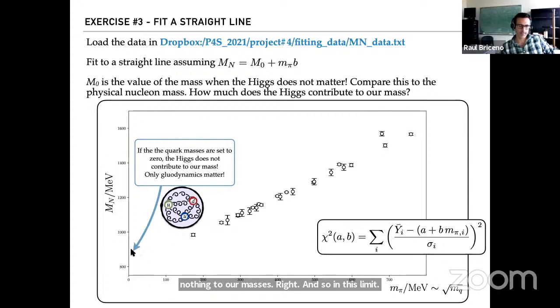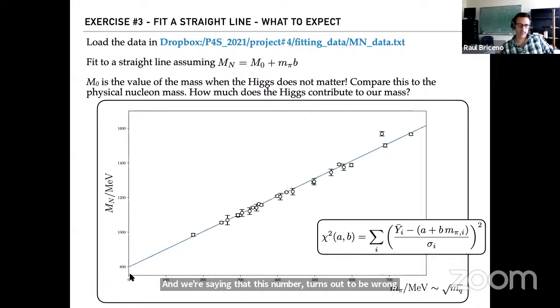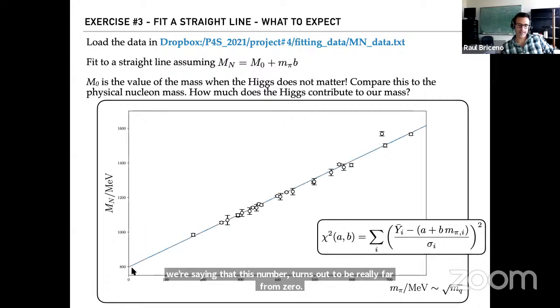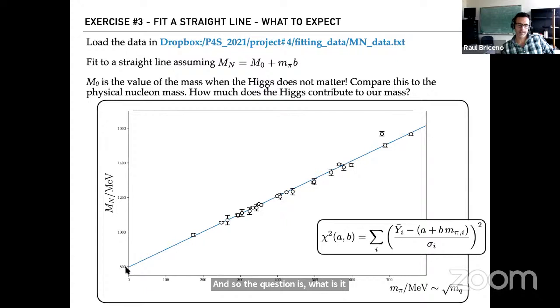And we're seeing that this number turns out to be really far from 0. And so the question is, what is the number in this limit where the quark mass is exactly equal to 0 and therefore the Higgs doesn't matter? What number would we get in this weird universe? In other words, how much of our mass comes from the Higgs?